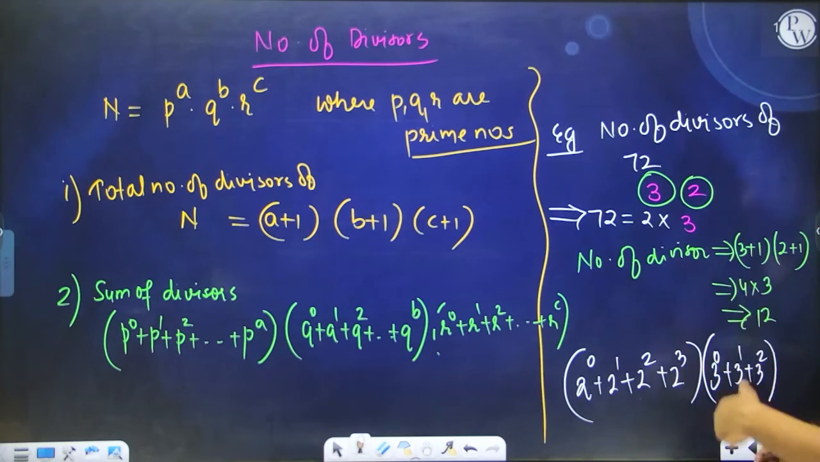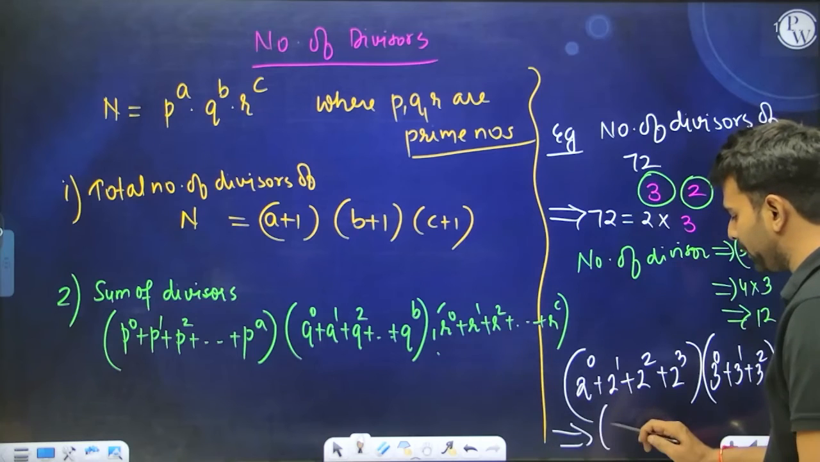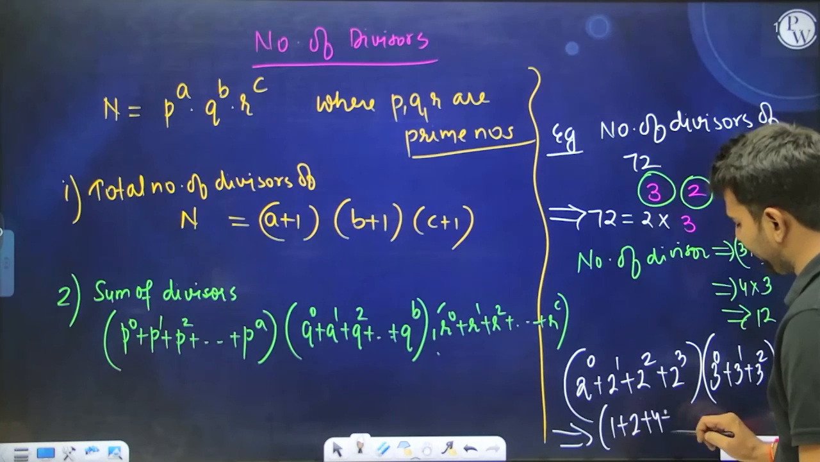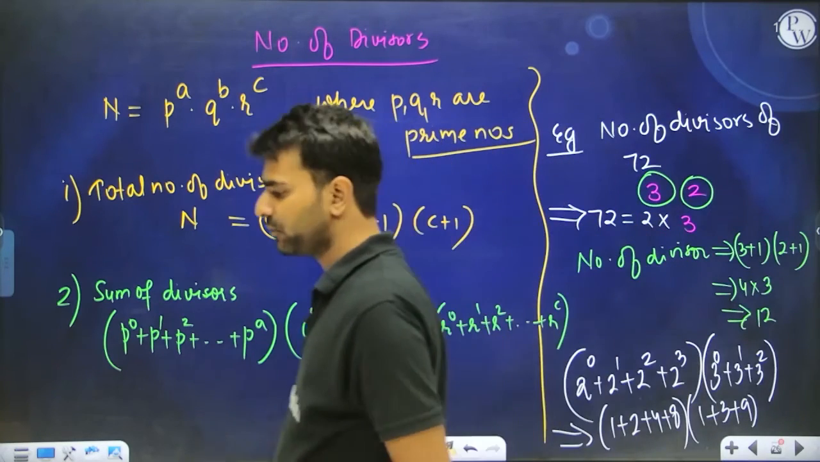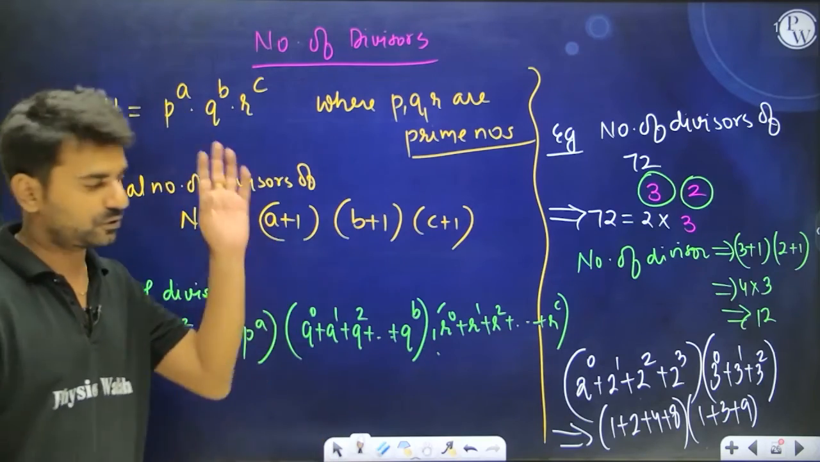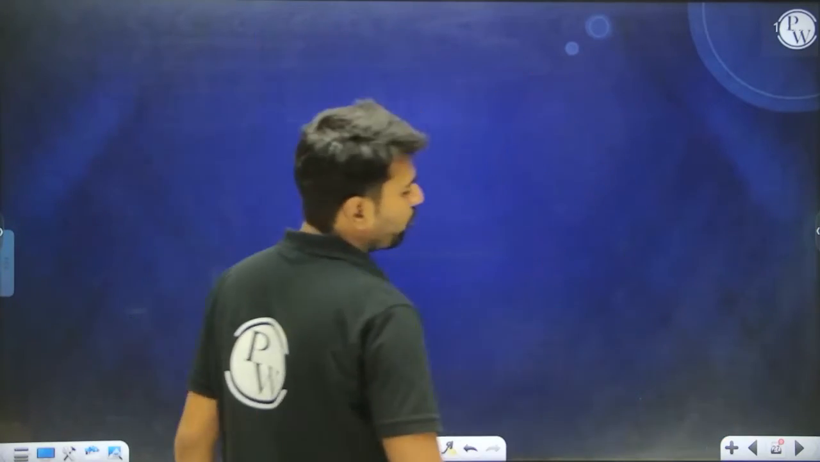So these are a total of 12 factors, and this can be written as 1 plus 2 plus 4 plus 8 times 1 plus 3 plus 9. So you know how to multiply it now. Then the sum of the divisors is clear to all of you. So this is the number of divisors topic. You must be clear with this.